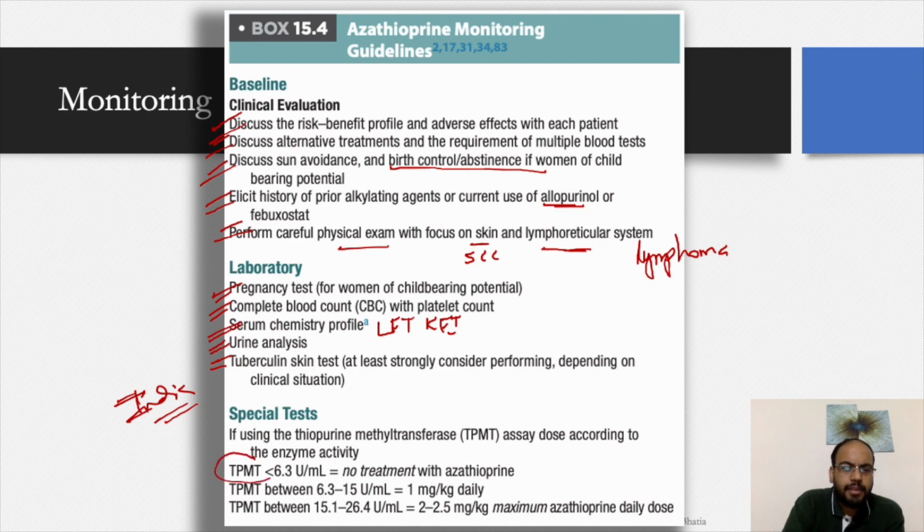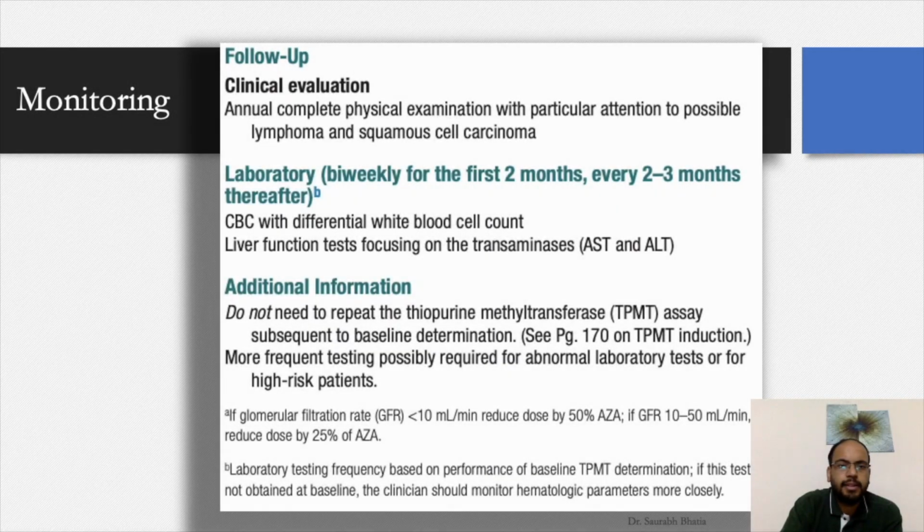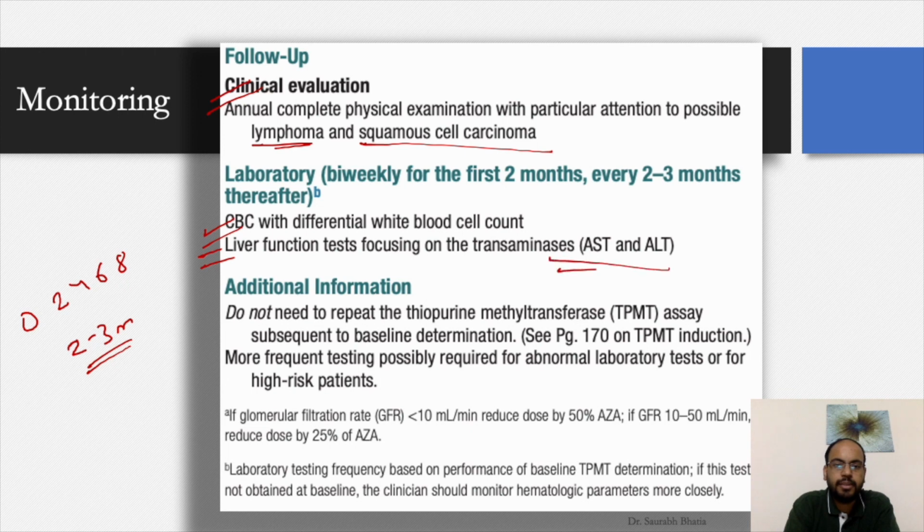Now, TPMT we'll discuss in detail towards the end, so I'm skipping that. During follow up examinations, you have to complete the clinical evaluation, including screening for SCC and lymphomas. Laboratory is bi-weekly for the first 2 months. That means 0 week, 2 week, 4 week, 6 week, 8 week, and then every 2 to 3 months. And that includes CBC with differential WBC count, LFTs to be focused more on SGOT, SGPT.